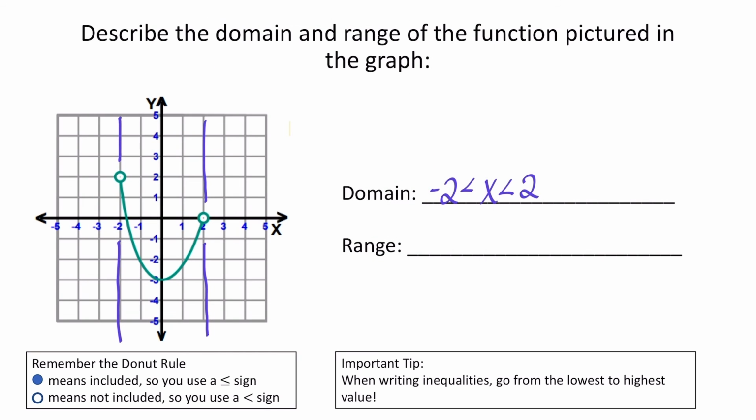The range is going to go from negative 3 to 2. So I write negative 3, put y in the middle, and I write 2. At negative 3, I don't have an open circle, I just have a straight line, so that's going to be less than or equal to, and then y is going to be less than, because I have an open circle there.